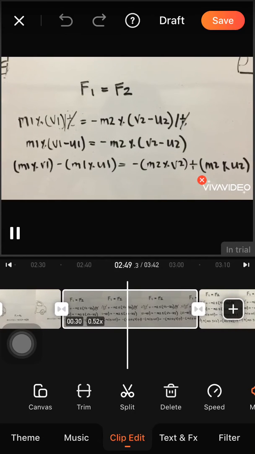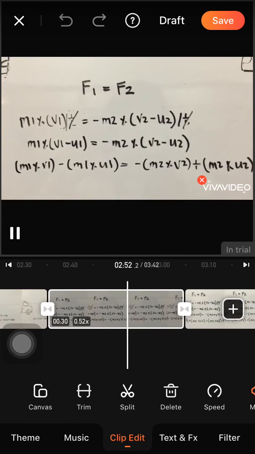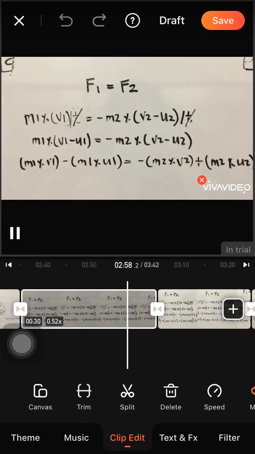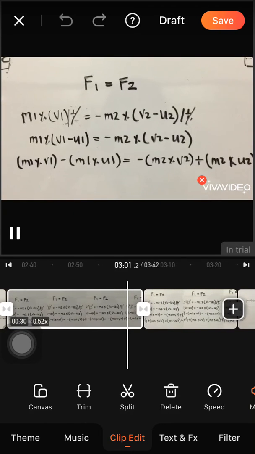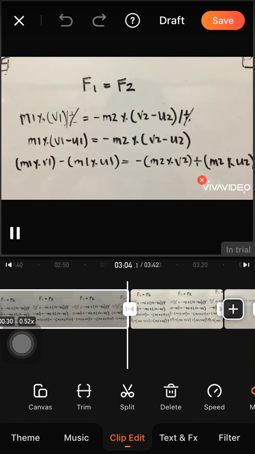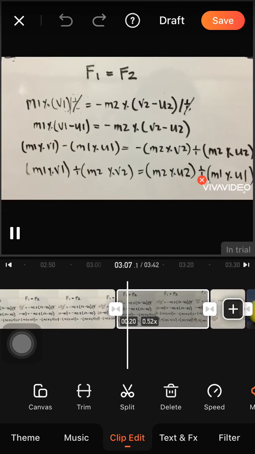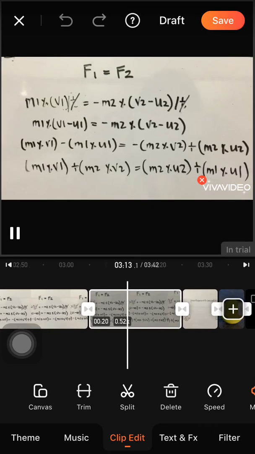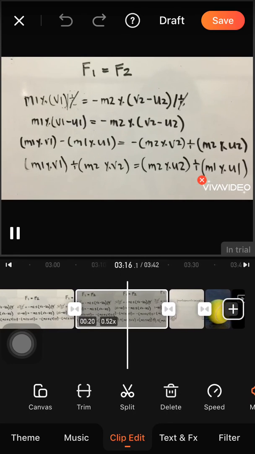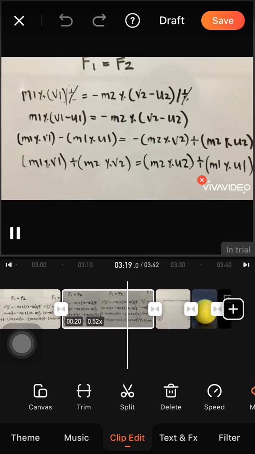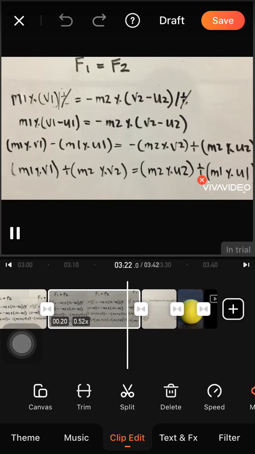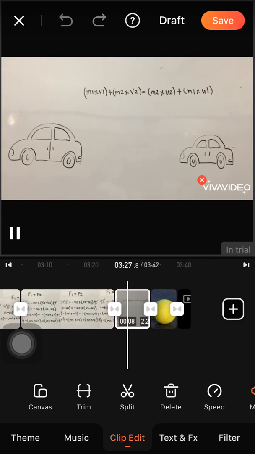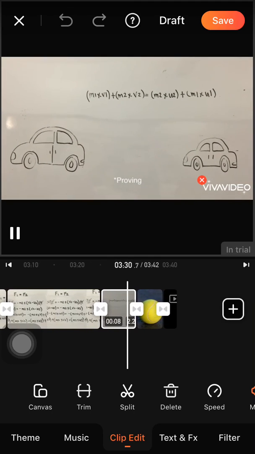The equation can then be simplified. M1 into V1 minus M1 into U1 equals minus M2 into V2 plus M2 into U2. And it can be rearranged as M1 into V1 plus M2 into V2 equals M2 into U2 plus M1 into U1. From this equation, we can say that the total momentum of both cars before and after the collision did not change but was conserved, thus proving the law of conservation of momentum.